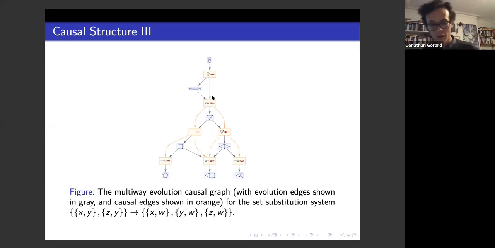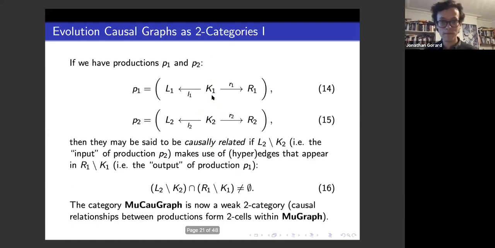Okay, but again, what is a multi-way evolution causal graph? If we already know that one of our multi-way evolution graphs, which is produced from this F-coalgebra for the power set functor, is one of these compact dagger symmetric monoidal categories, what is a multi-way evolution causal graph? Well, it turns out that this has a very natural encoding in terms of a symmetric monoidal 2-category. To see how that works, let's first look at what it means for two productions to be causally related in a compositional sense.